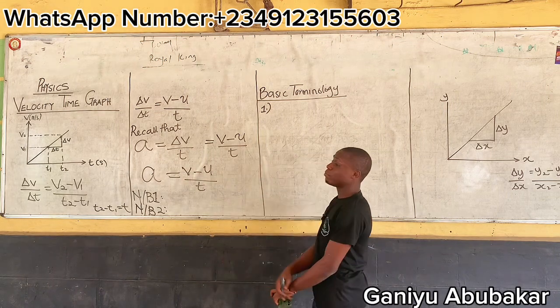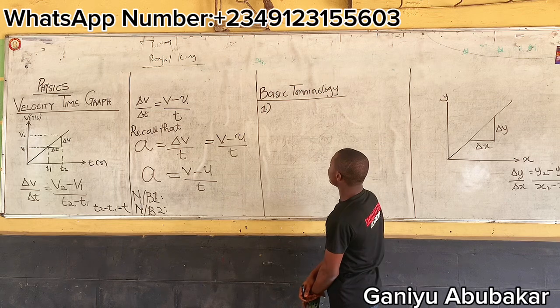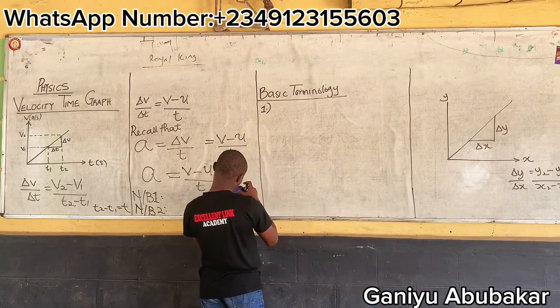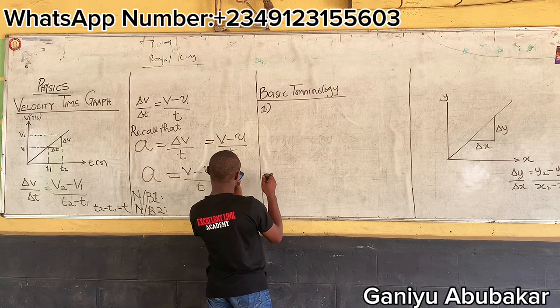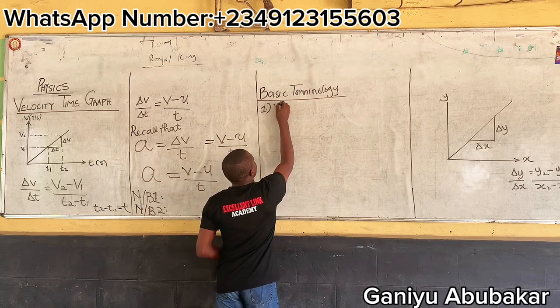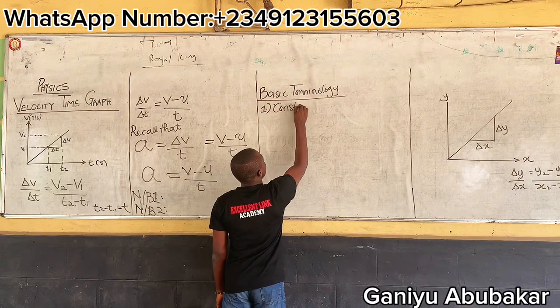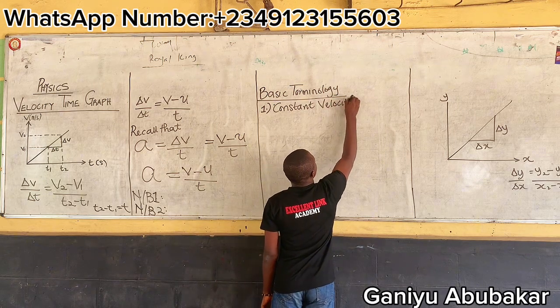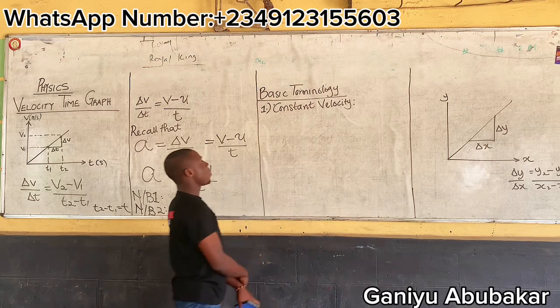Let's now look at other terminologies. Number two is called constant velocity. Put down, please.